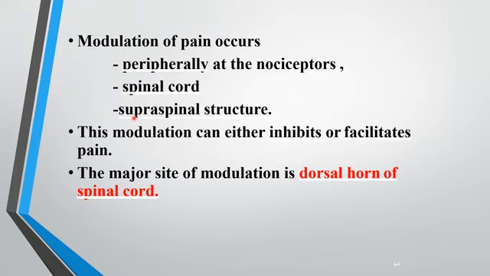So what are the structures present above the spinal cord? Brainstem and central cerebral cortex. So the supraspinal structures. At these three levels, modulation of pain can take place. Modulation means the pain sensation can be modified, that is, it can be increased or decreased. So this modulation can either inhibit or facilitate the pain. The major site of modulation is the dorsal horn of the spinal cord.